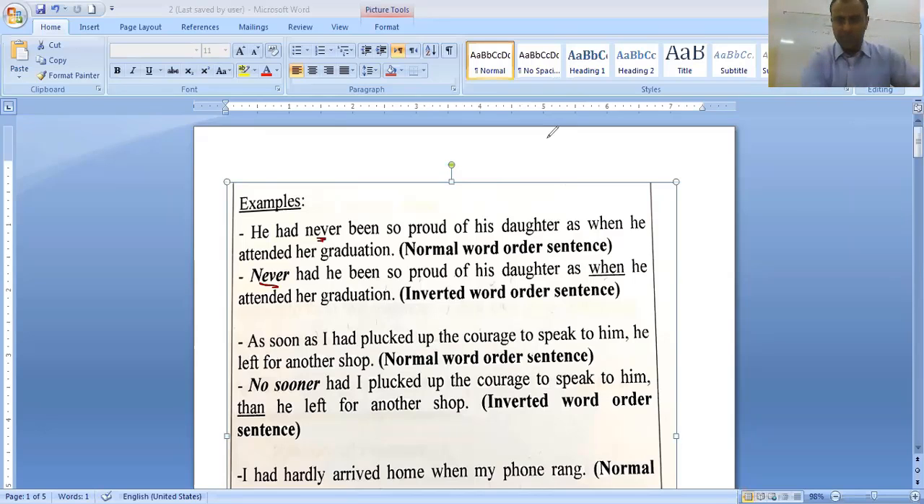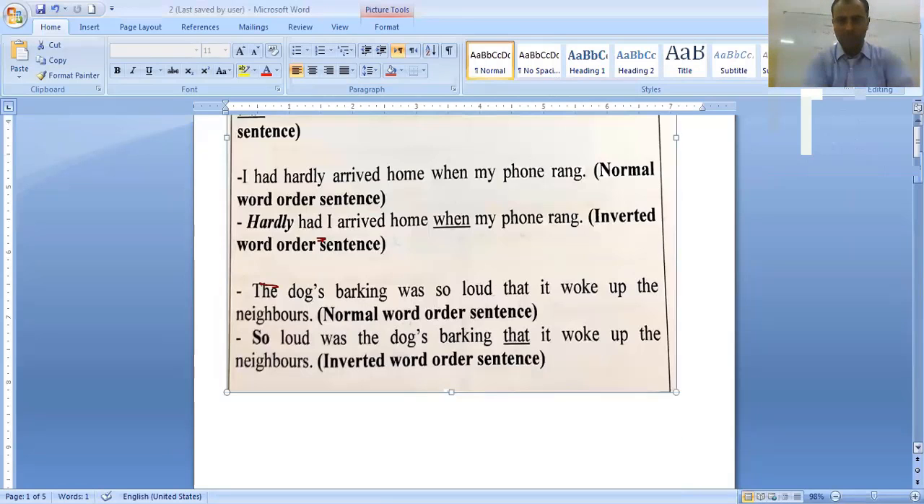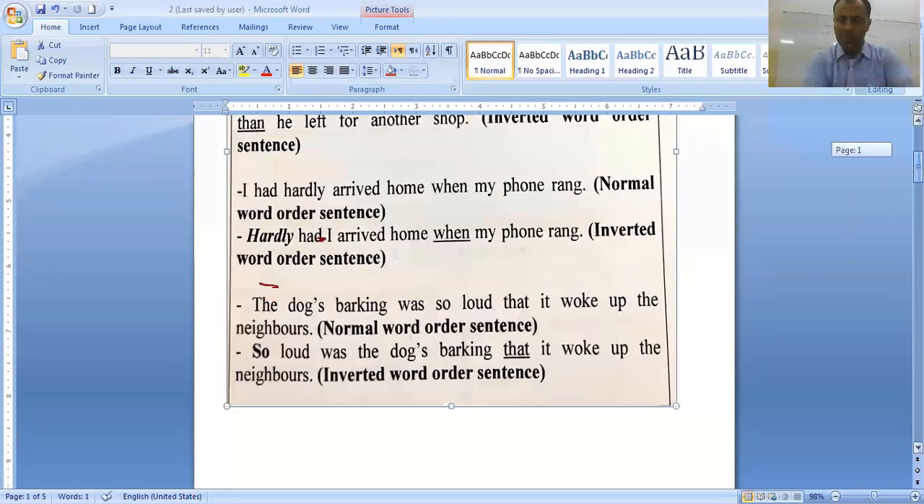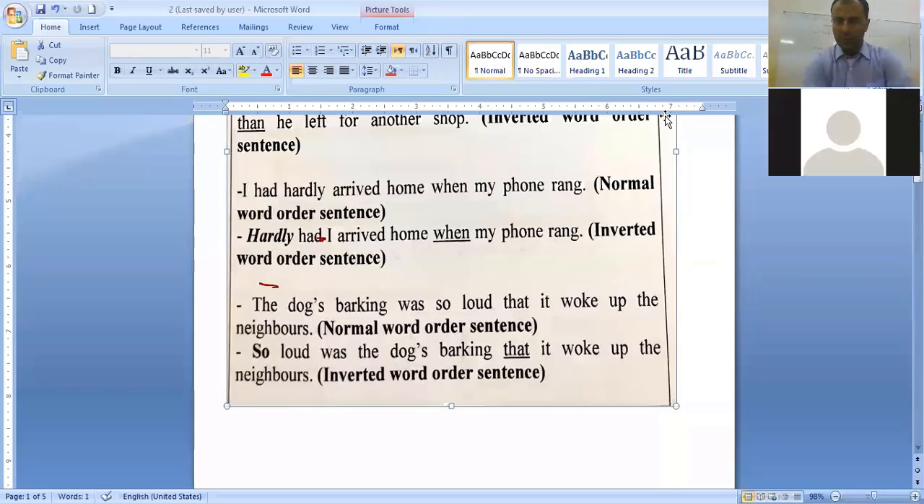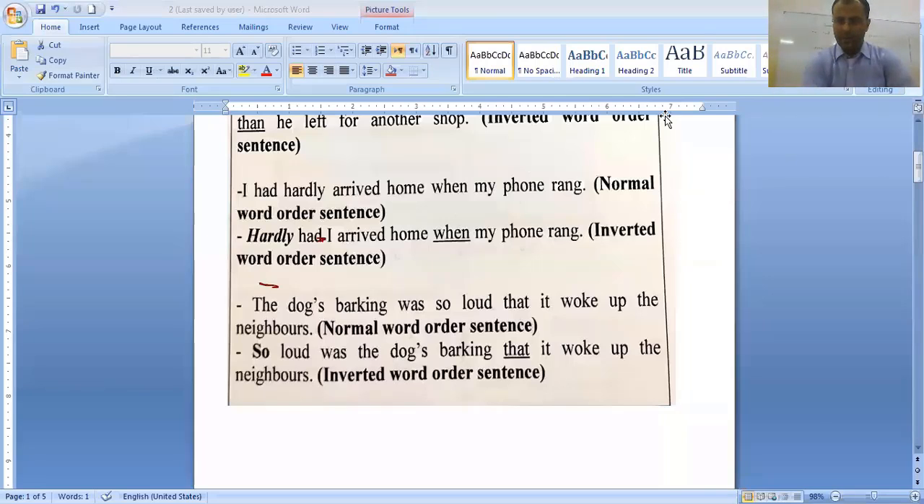Do you know the answer? Any one of you? Please be more active with me. Anyone wants to participate? Please, students, anyone knows the answer, just raise your hand.